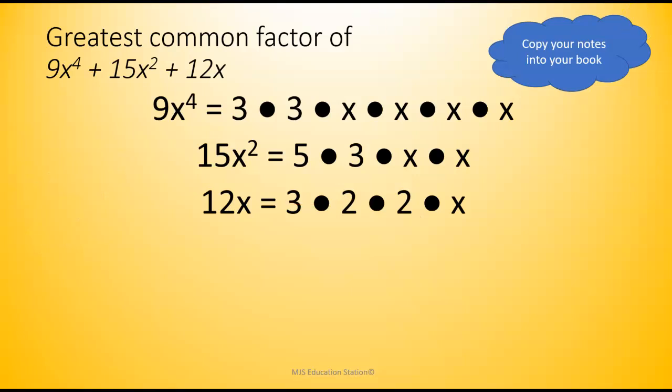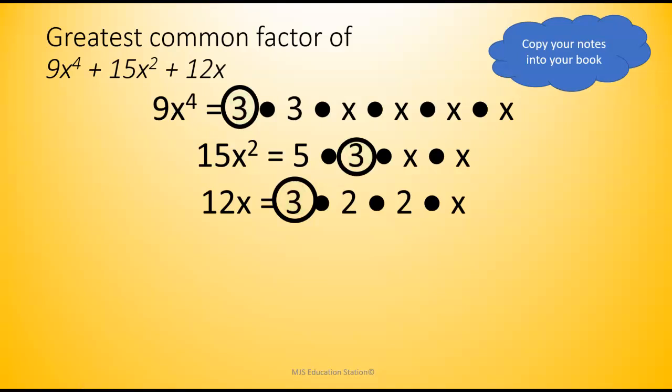Okay, so how do we find the GCF from this? We are looking for the biggest number. As you can see, 3, 3, and 3 is the biggest number we can take out of each. 9 and 12 cannot use that 5, and 9 and 15 do not have a 2. So we're going to use 3 as our greatest common factor just for our numbers.